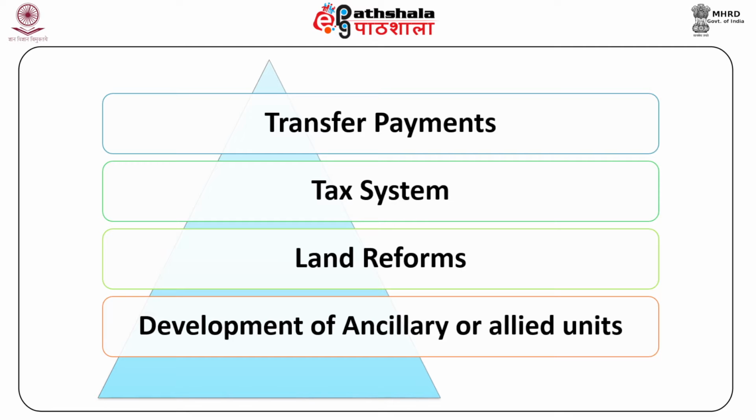Next, land reforms. Redistribution of income can be attained through land reforms by way of transfer of ownership of land holding from a category of people to another category of people. As in underdeveloped areas, people still are dependent on agriculture for income generation, which is generally not owned by them.